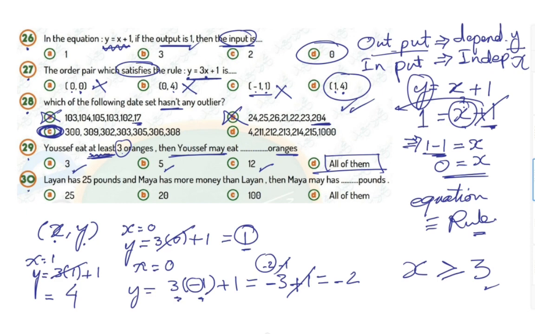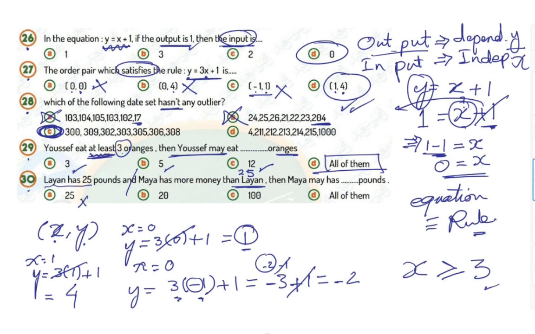30. Lion has 25 pounds and Maya has more money than Lion. Then Maya has what pounds? Again, I know that Lion has 25 pounds. That's okay. And Maya has more money than Lion. What Lion has, she has 25 pounds. So Maya has more than 25. More than 25. Look here, 25.